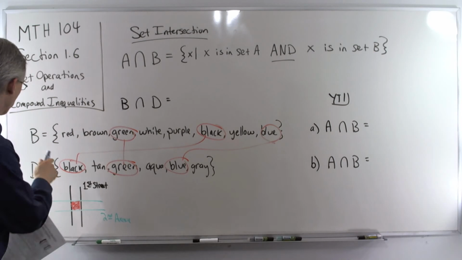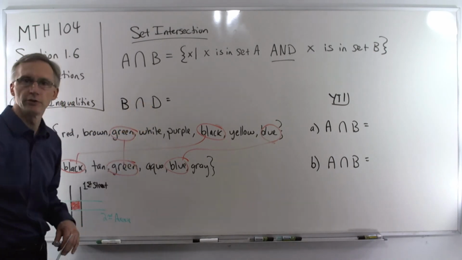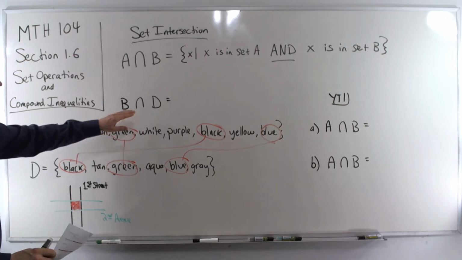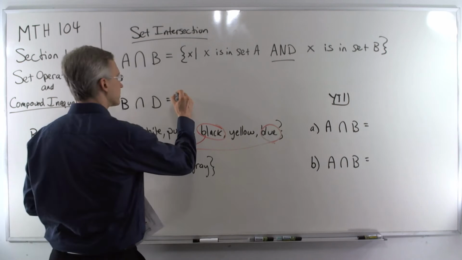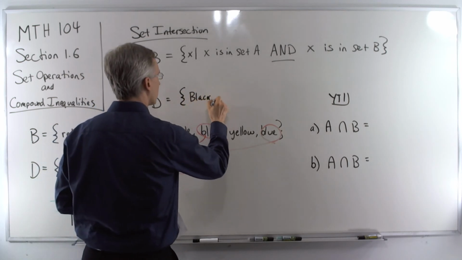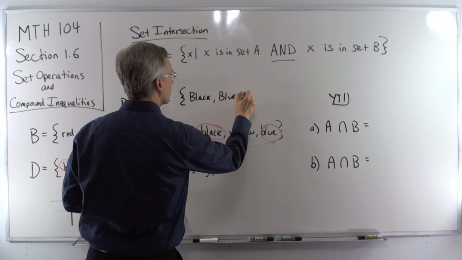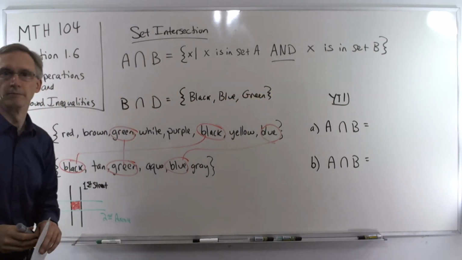of sets B and D, and the symbol for intersection is an upside down U. So we're taking set B and set D and combining them together into one set. And that set is black, blue, and green.